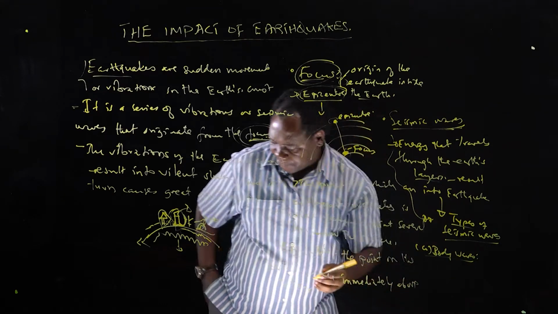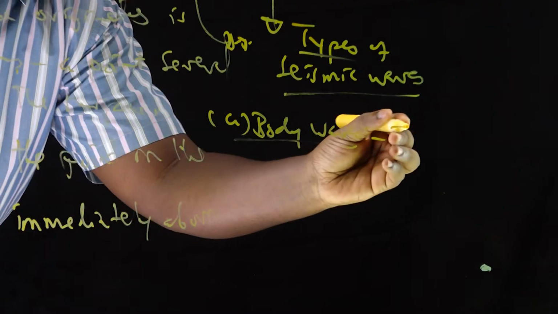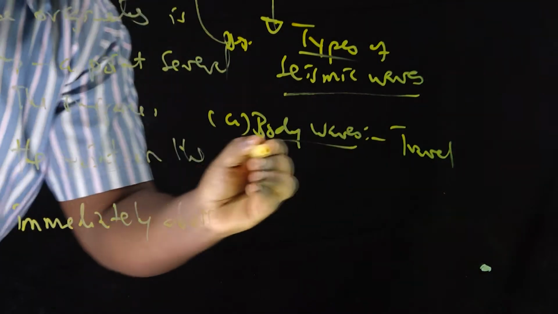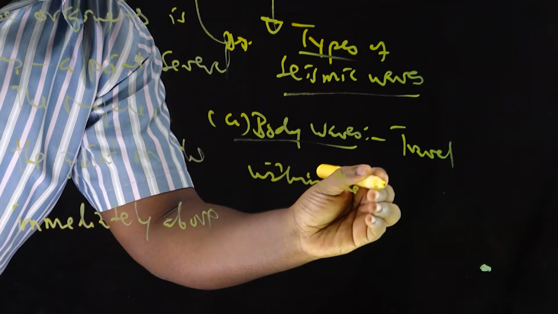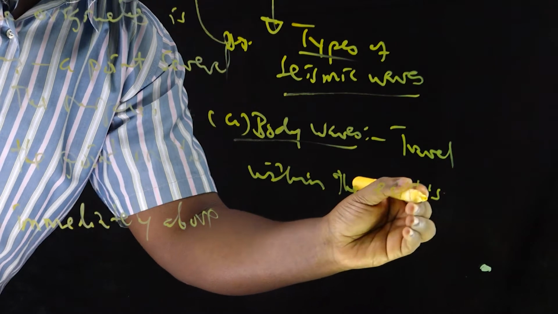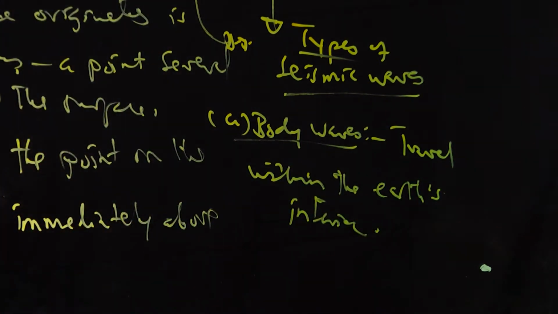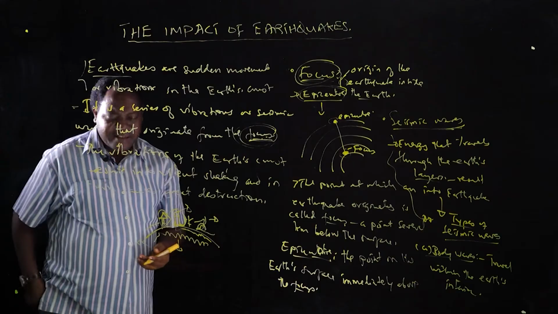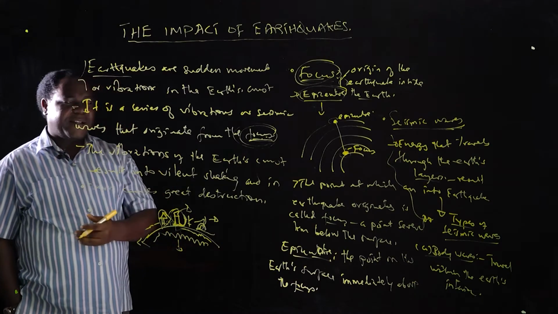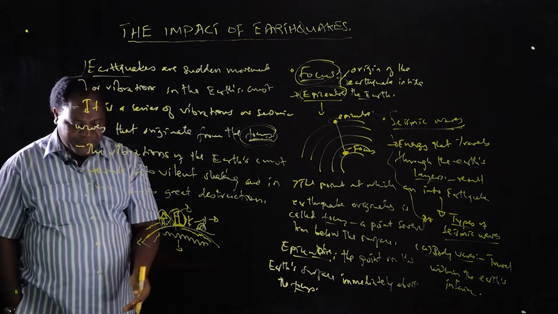Body waves. These travel within the Earth's interior. Okay? These actually travel within the Earth's interior, so they don't strike the surface, and they are categorized in two main parts: we have primary waves and we have secondary waves.